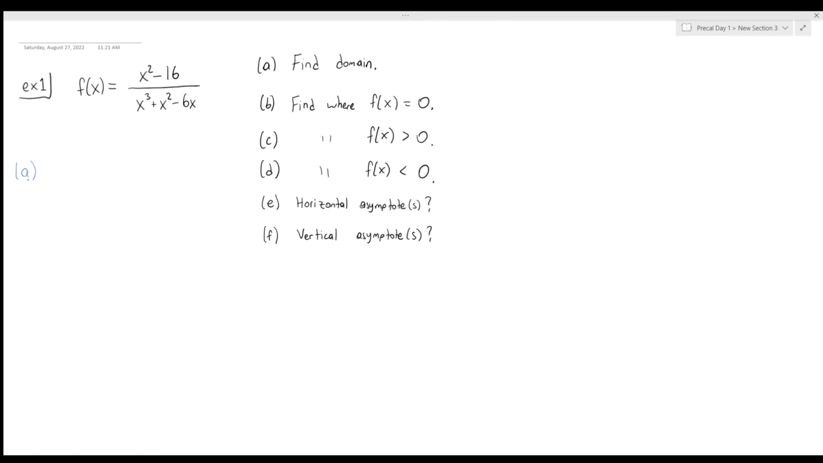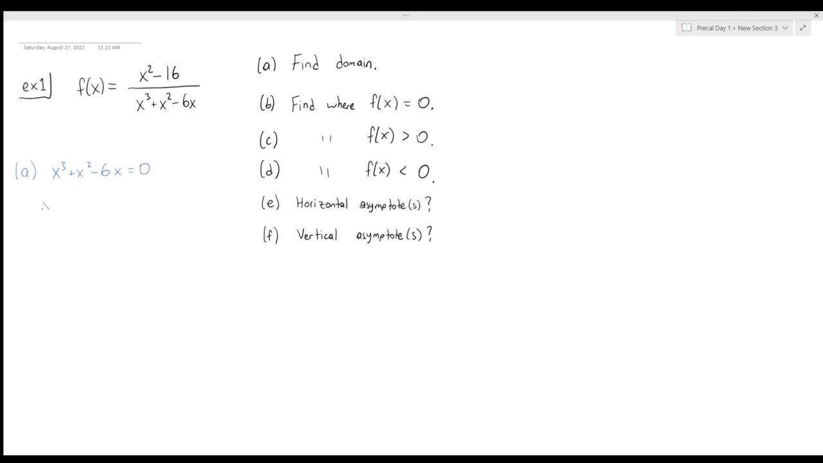Yeah, okay. So you have to be careful with rational functions because they have a denominator in them. And wherever the denominator is equal to 0, the function would be undefined. So let's look at the denominator. Let's set it equal to 0, and let's try to solve for x.